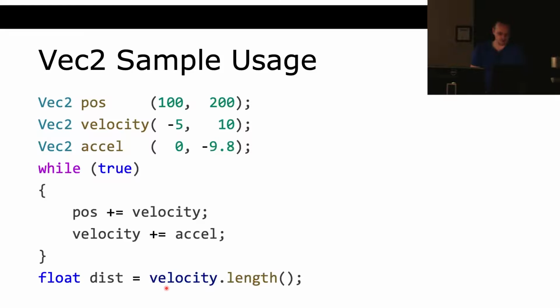Maybe down here somewhere, I'm going to want to get the length of the velocity, because the length of the velocity is equal to the speed, right? So the scalar speed, or the distance traveled per frame, etc. So these are the types of things that we're going to be able to do with that vec2 vector.